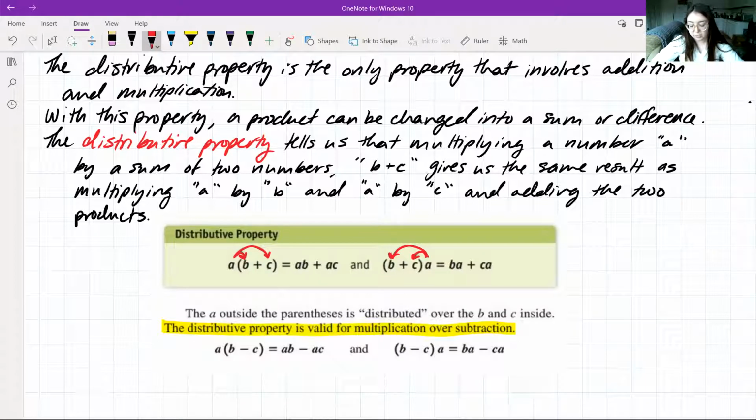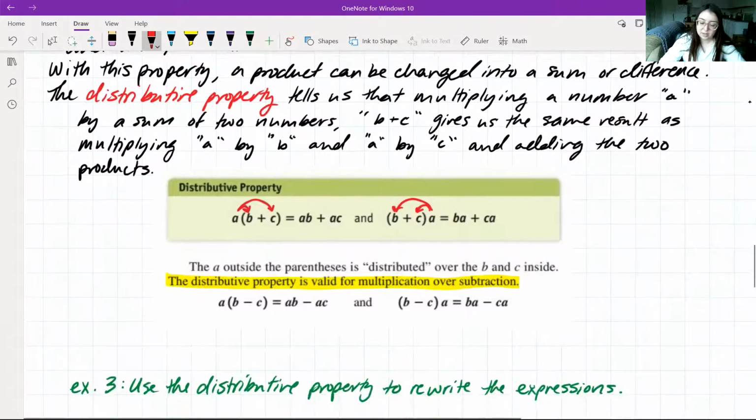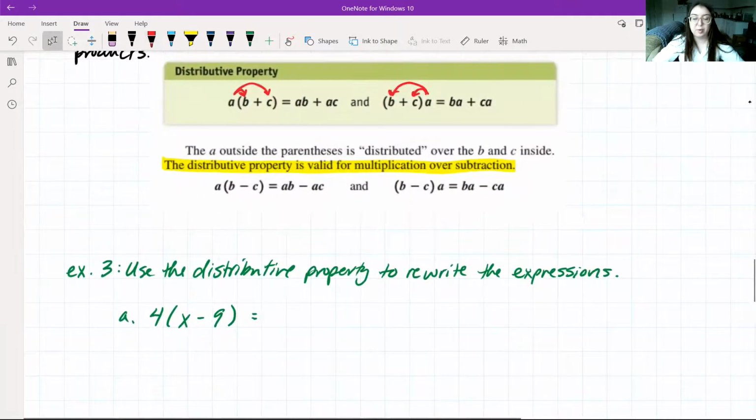The distributive property is valid for multiplication also over subtraction. So if we have a times (b minus c), that's the same thing as saying a times b minus a times c. And if we had (b minus c) all times a, that's the same thing as saying b times a minus c times a. So we see here that we can use our distributive property with addition and subtraction in combination with multiplication. So let's put some of this into practice.